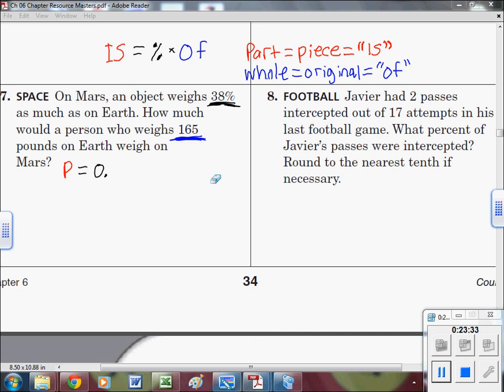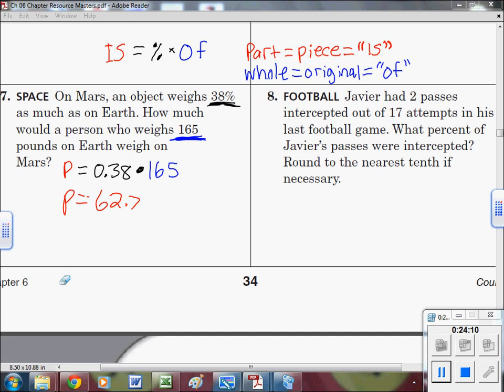Okay, so that portion equals our percentage, convert it to a decimal, 0.38, times our of number, or our original number, and that was going to be 165. So now that's your equation to solve. You're going to use your equation skills. And there's nothing to move around because P is already by itself. All we have to do is multiply those together. So feel free to use a calculator or long multiplication. So 0.38 times 165 on the calculator gives me 62.7. So that tells me on Mars, our weight is going to be 62.7.